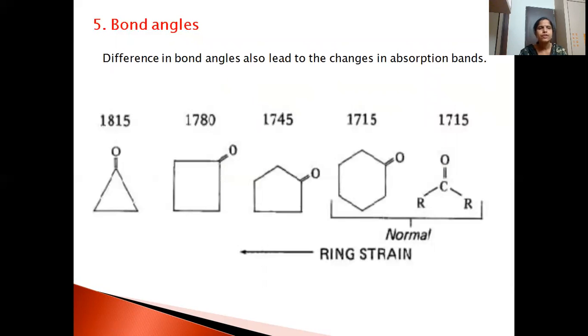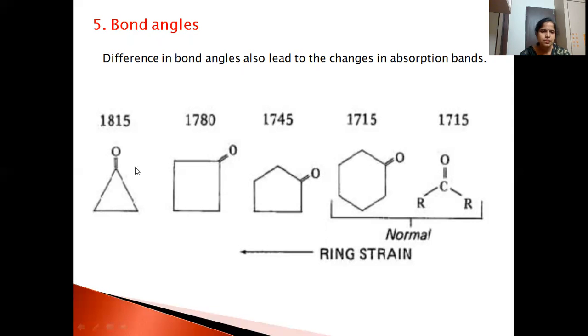Then the other factor we can add to this is the bond angle or the ring strain. Here we can see again the C=O frequencies. It is 1715, almost the same in cyclohexanone and this one. Whereas in cyclopentanone it is 1745. Then when we move on to cyclobutanone, it is 1780. Cyclopropanone is showing a higher carbonyl frequency, that is 1815.